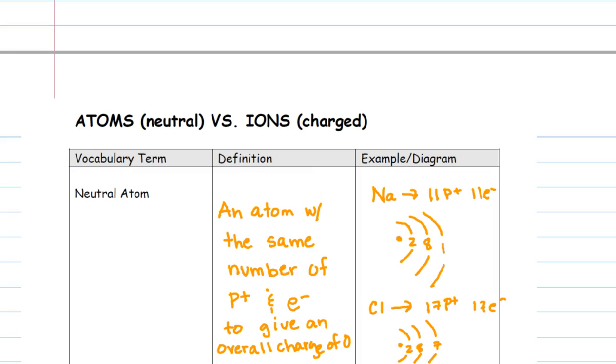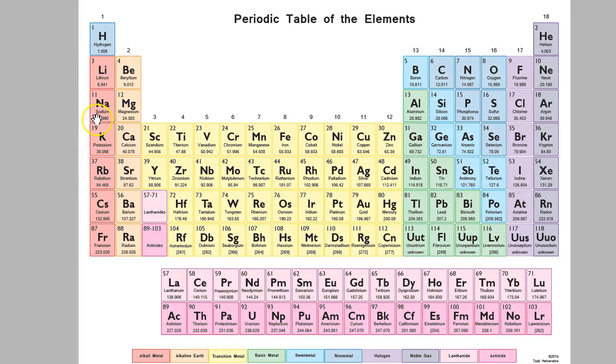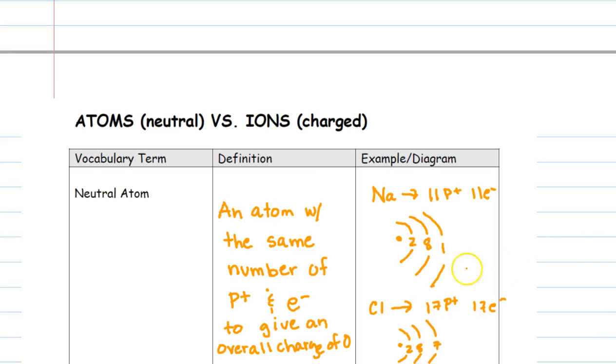Okay, a few more definitions. Neutral atoms. We talked about this already a little bit, but a neutral atom is an atom that has the same number of protons and electrons, and this gives the atom an overall charge of 0. So if I have sodium, sodium has 11 electrons, and we can tell this from the periodic table, because if we look at sodium, the atomic number of sodium is 11. And so that gives it 11 electrons.